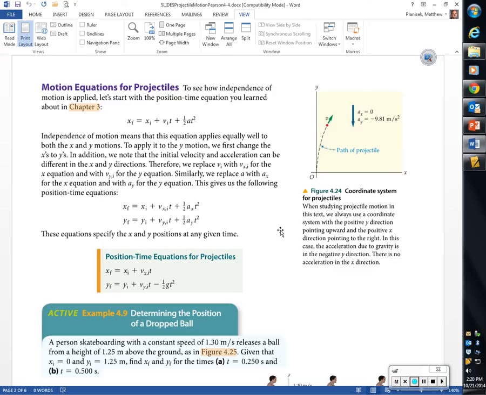Like I said before, we're still dealing with motion, and therefore we want to describe the motion, right? Where is it? What is it doing? What's it going to do next? When are all these things happening? And at the top of that second page there, motion equations for projectiles, we have an equation that hopefully looks familiar from back in chapter 3.